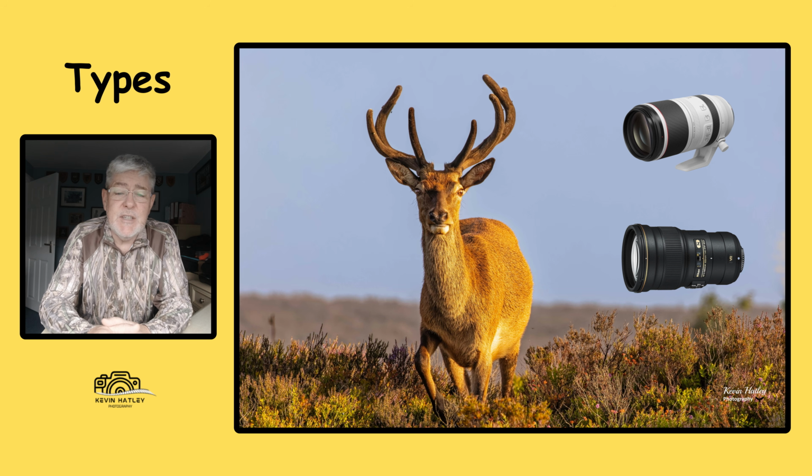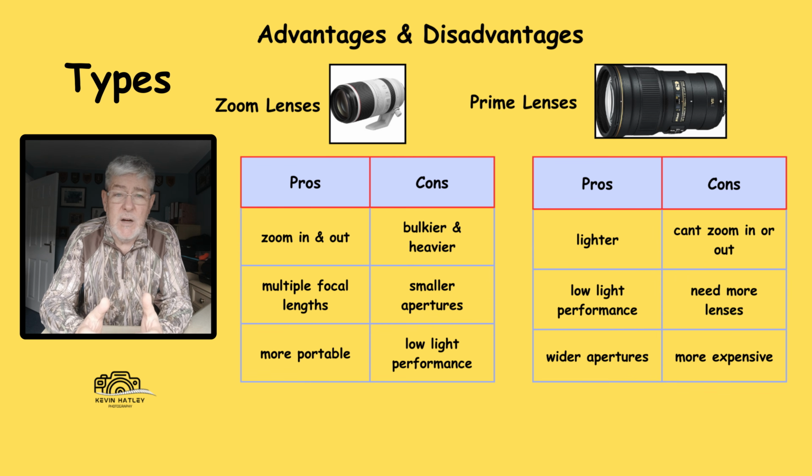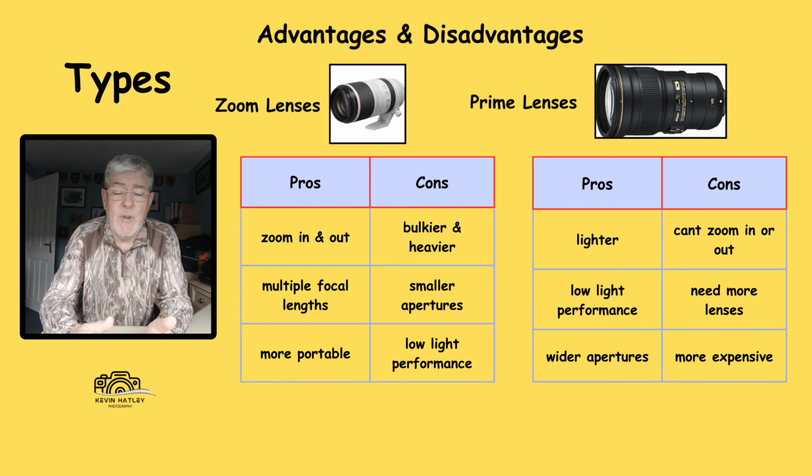So what are the advantages and the disadvantages of those types of lenses? Again, it can be very subjective. In this table, I've summarised what I believe are the pros and the cons for zoom lenses and prime lenses. On the one hand, with a zoom lens, you can zoom in and you can zoom out, whereas with a prime lens, you can't do that. You've got a fixed focal length, so you can't zoom in and you can't zoom out.